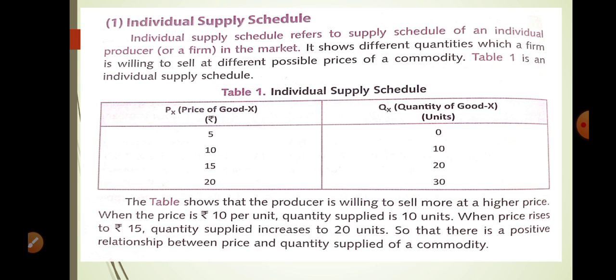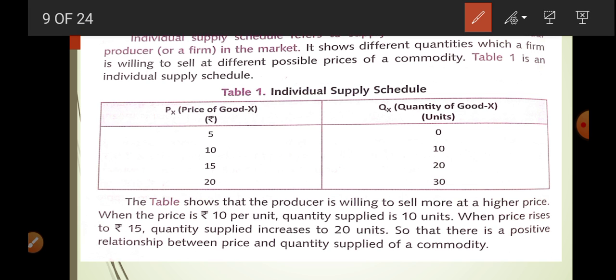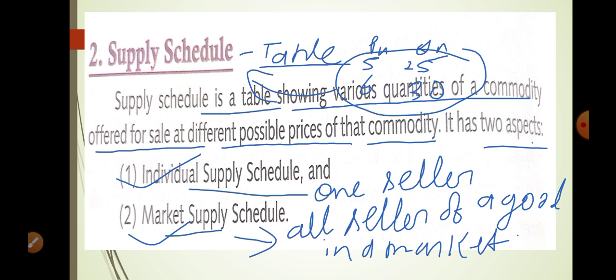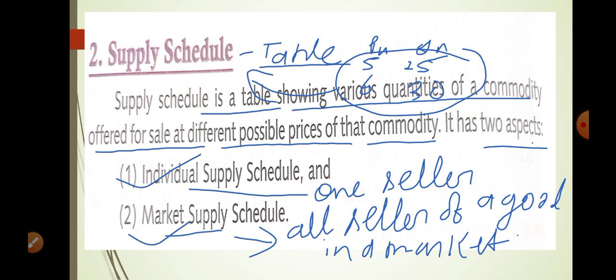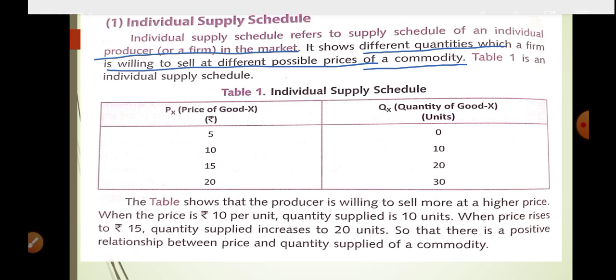So what is individual supply schedule? Individual supply schedule refers to the supply schedule of an individual producer in the market. Individual means one. It is related to supply of one producer or seller. It shows different quantities which a firm is willing to sell at different possible prices of a commodity. Individual is related to one seller, in simple language.